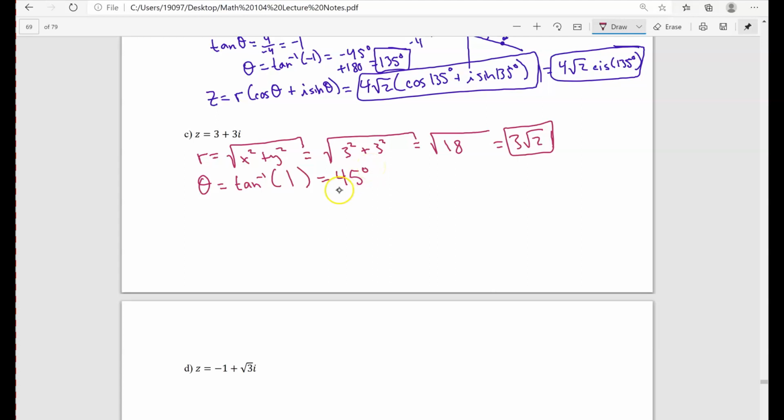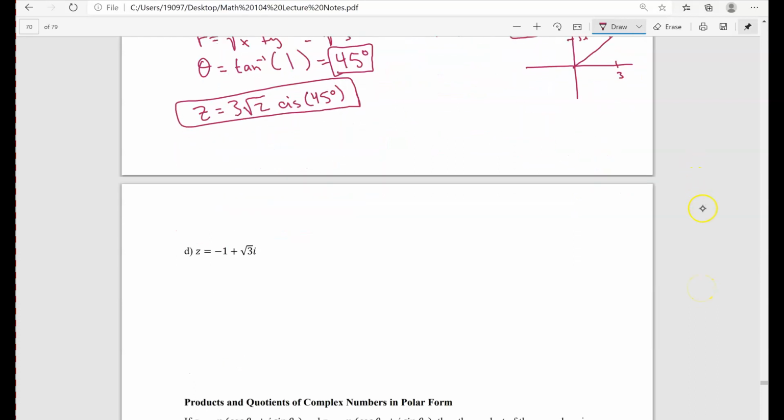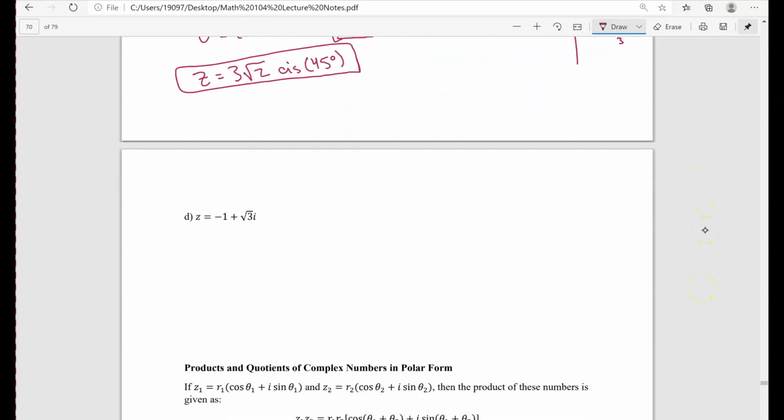Now, is this the correct angle? Well, let's graph it. So we know that this is 3, and then here's 3i. So it's in quadrant 1, and 45 degrees is in quadrant 1. So z is equal to 3 square root of 2 cis of 45 degrees. And if you wanted to write pi over 4, you could have written pi over 4. Okay, so let's do one more.